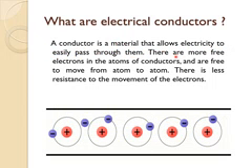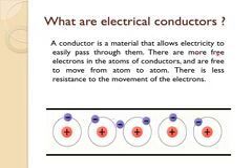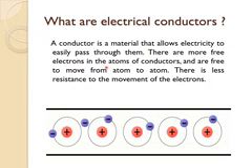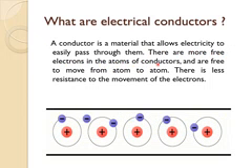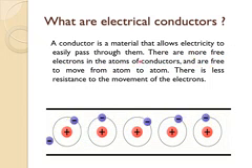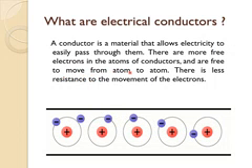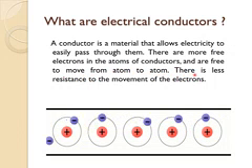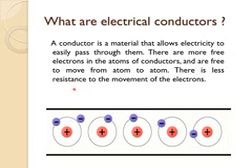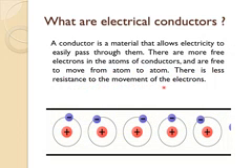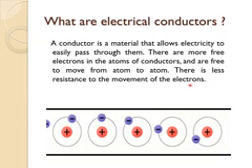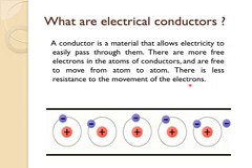There are more free electrons in the atoms of conductors and they are free to move from atom to atom. There is less resistance to the movement of the electrons. So as you can see in the figure also, electrons are just going through the atoms very easily.